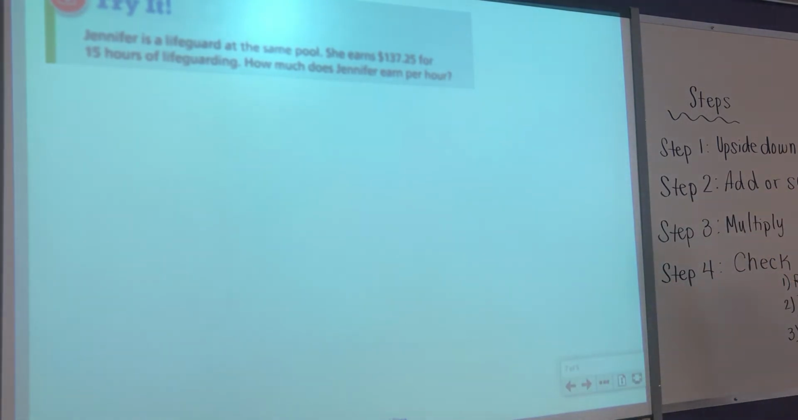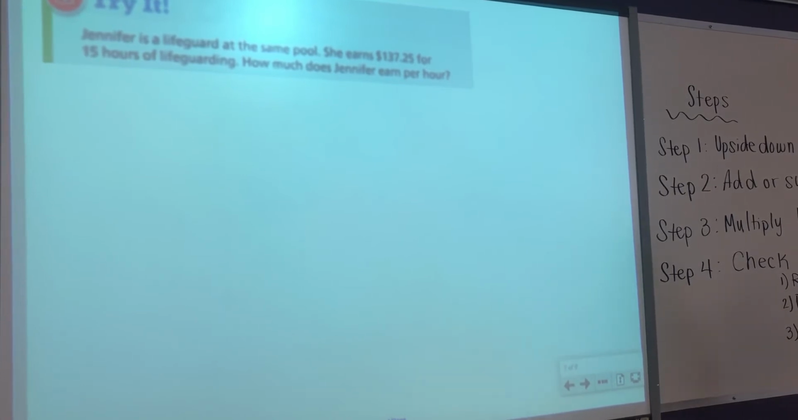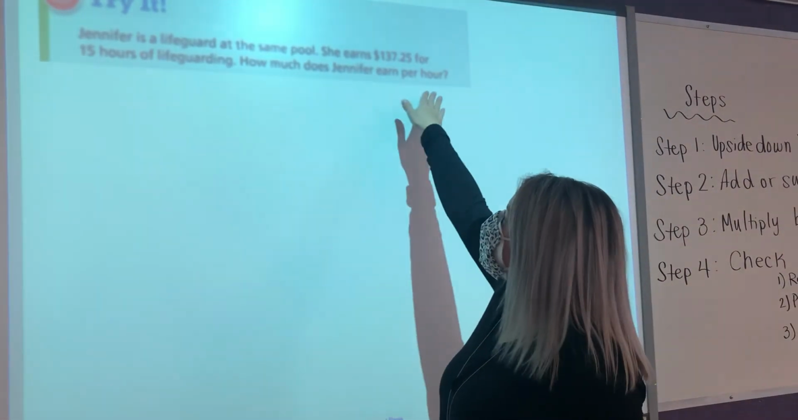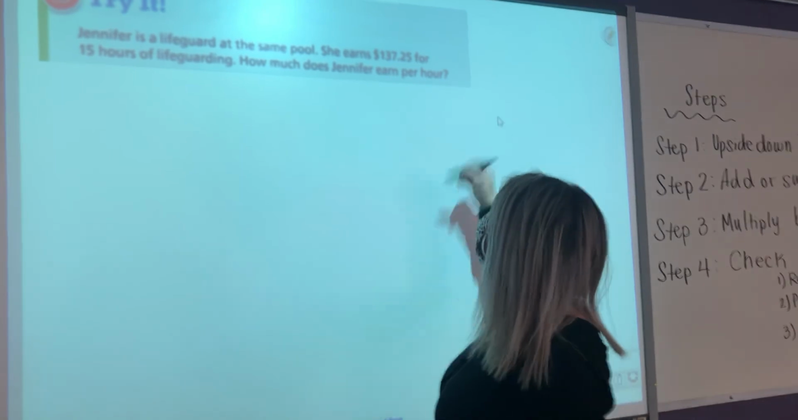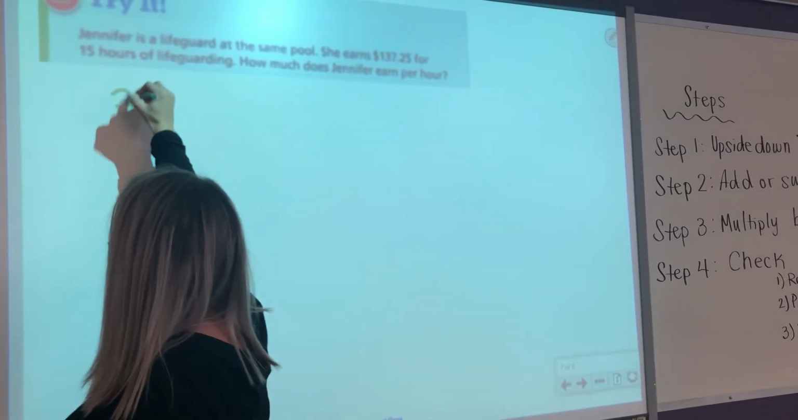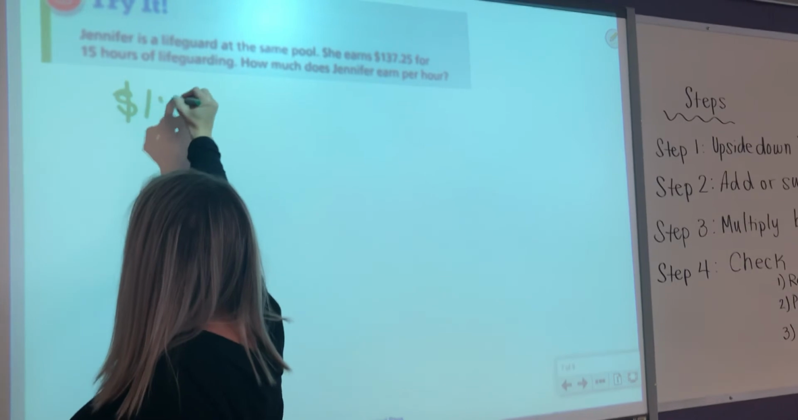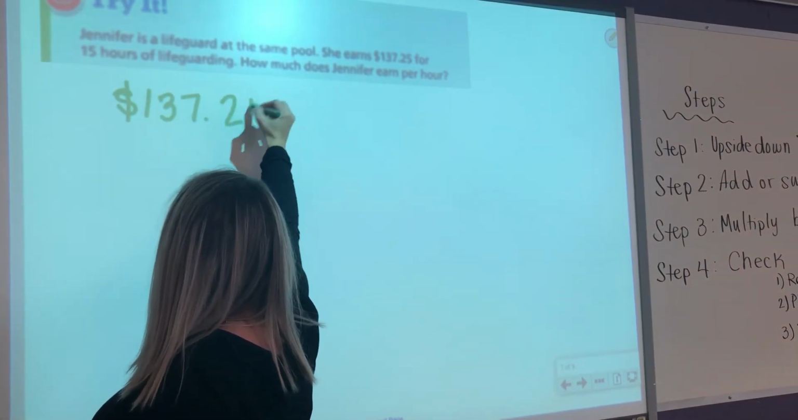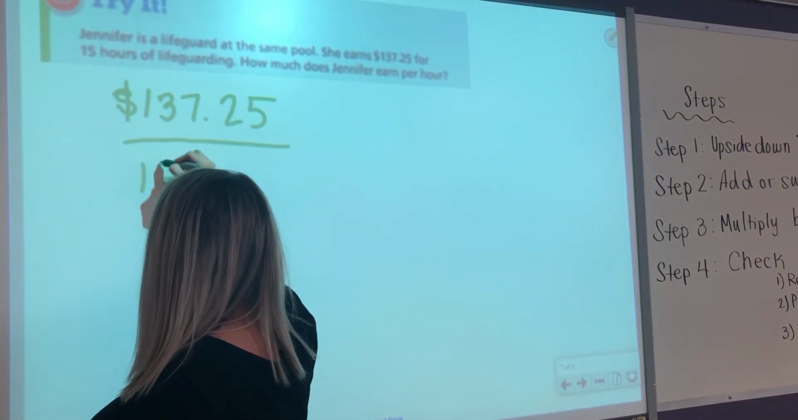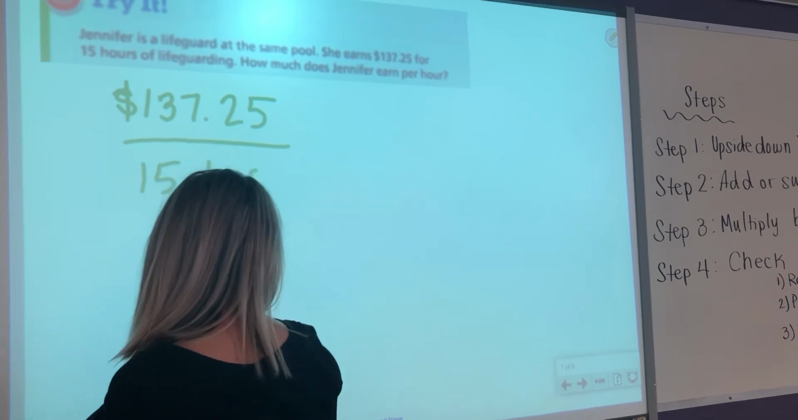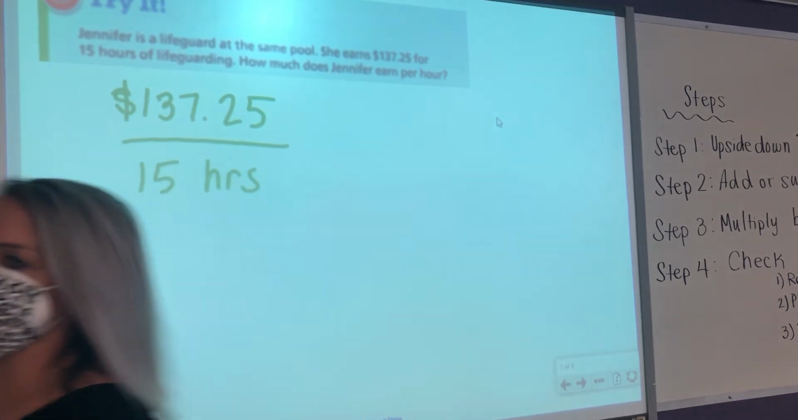All right. So, here's our next problem. Jennifer is also a lifeguard at the same pool. She earns $137.25 for 15 hours of lifeguarding. How much does Jennifer earn per hour? Okay, calculate that for me. So she works the same pool, $137.25, and she works 15 hours. How much does she earn?